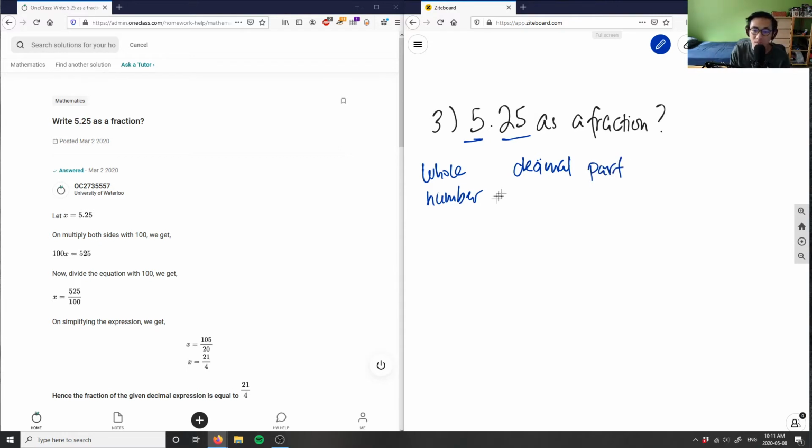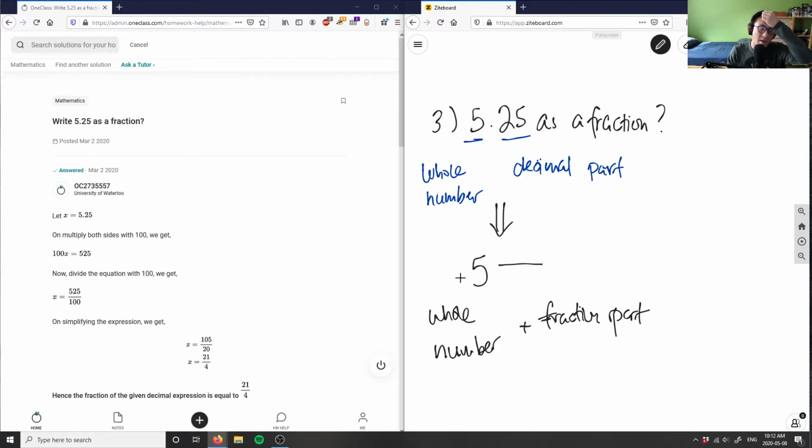So therefore, when we switch this to a fraction, I will have a whole part and also a fraction part, right? So if my whole number here is 5, obviously my whole number for a fraction would also be 5. And then I have a fraction part. So I'm going to write a fraction here. The question here is, what is the fraction? As you can see, we have 0.25 here.